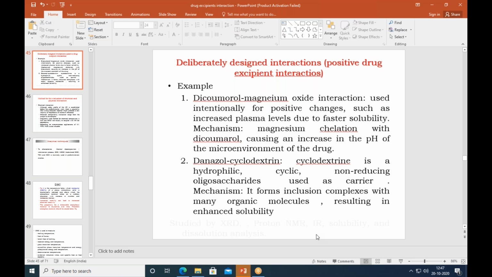Before I start with the next topic, tomorrow, sorry, day after tomorrow, that is stability. So it's all interlinked actually. You can link it. Stability is mainly affected, or can be affected, by the drug excipient interaction. That's how it goes on. So any doubt?